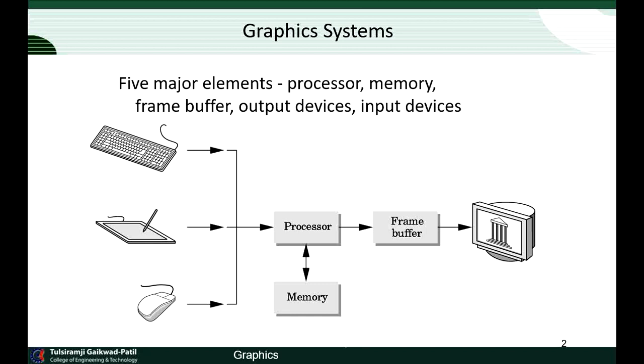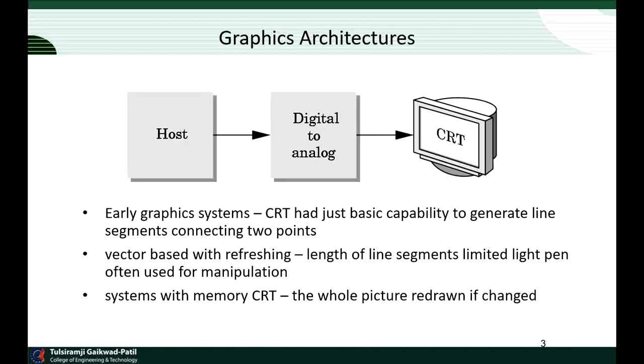Frame buffer is nothing but a memory which stores the information regarding the image which is to be displayed on the screen. According to the input given by the processor to the frame buffer, the frame buffer will forward this data to the display devices, and according to the frame buffer input, the display device will display or draw the image on the screen. So this is how the major elements work in the graphic system.